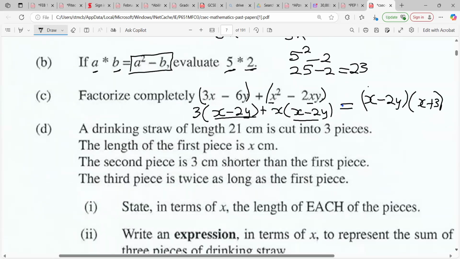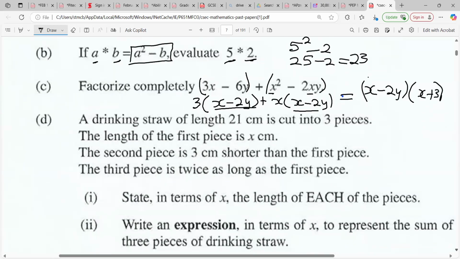He helped me get this new device. All right, so it says a drinking straw of length 21 centimeters. So guys, when you get this, make sure you write down that little information: 21 centimeters, and it is cut in 3 pieces, right? So CXC cut it.